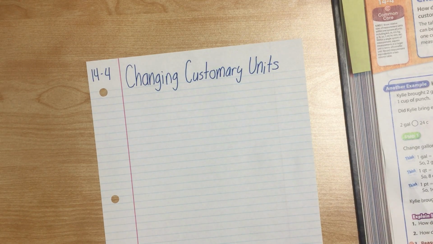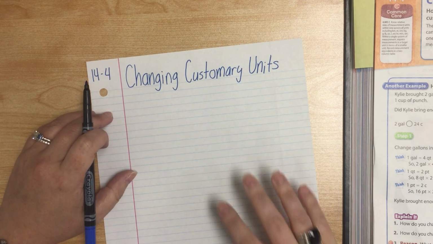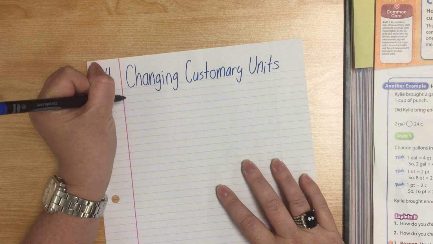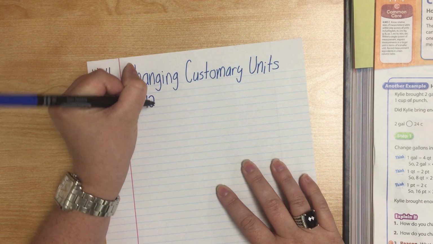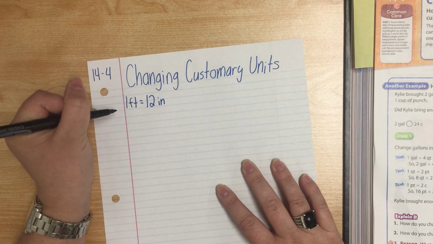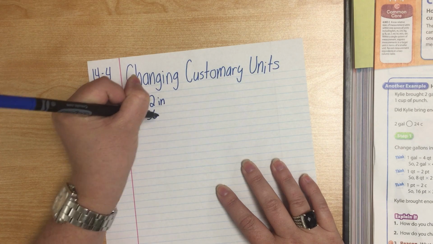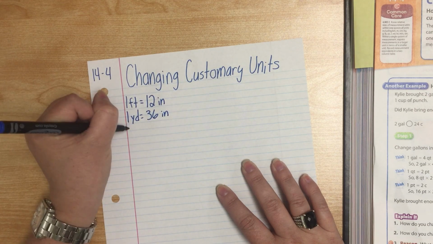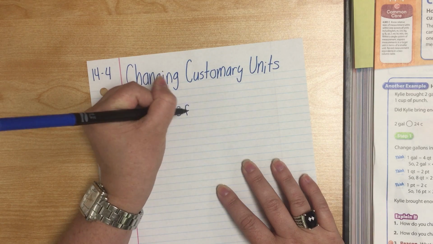Okay. Before we even get started on this lesson, there are some things that you need to remember. And I recommend writing them down, but you also have this video to use. 1 foot is 12 inches. 1 yard is 36 inches. A yard is also 3 feet.